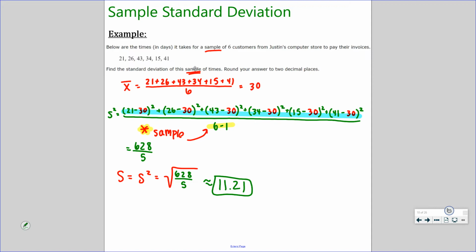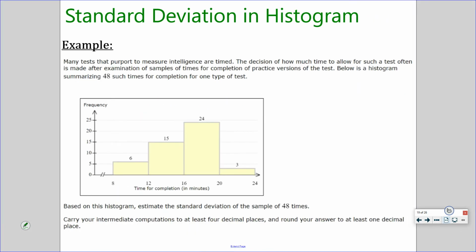Ooh, histogram. So the only thing that's different with a histogram is remember this is plotting your frequency. Okay? So you're not actually sure.